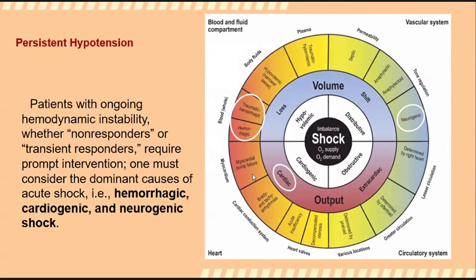So for your persistent hypotension, this illustration is a brief summary on what are the causes. Ano yung mga subcategories ng different types of shock and at ano yung causes ng shock. Like for example, cardiac, the patient may present with bradycardic arrhythmias. If loss of blood volume, hemorrhagic or traumatic hemorrhagic shock.